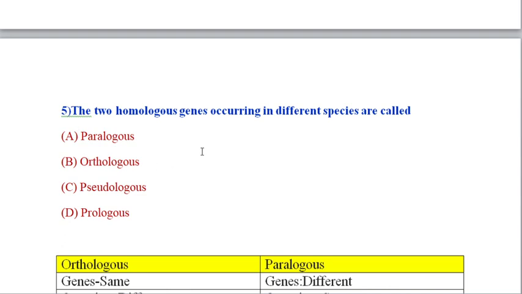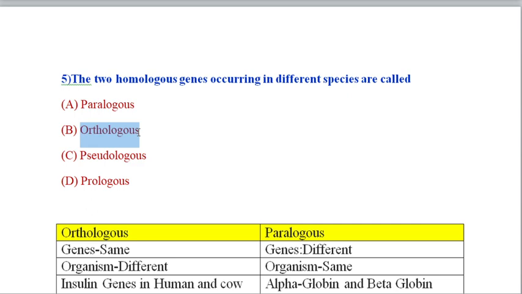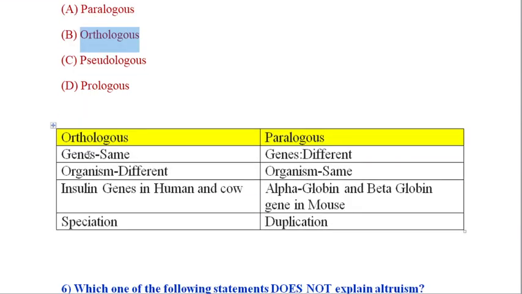Next, two homologous genes occurring in different species are called orthologous. In orthologous, the gene will be the same but the organism will be different. Whereas in paralogous, the genes will be different but the organism is the same. An example of an orthologous gene is the insulin gene, which is present in humans as well as in cow. So the gene is the same but the organisms are completely different.